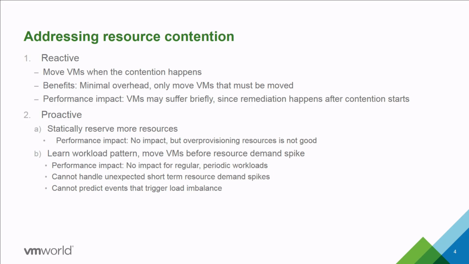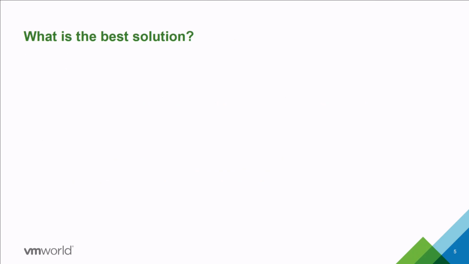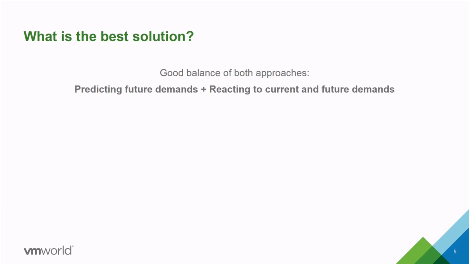So then what's the solution? Right? The best approach is to predict future workloads by learning them and by reacting also to short-term spikes and addressing the future demands as well. And this is precisely what Predictive DRS does. It's a new feature in vSphere 6.5 and vRealize Operations Manager, or VROps 6.4.